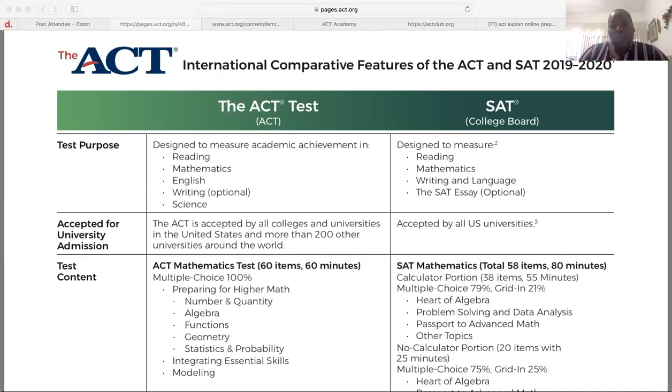So when we walk through the ACT, one of the components we'll start off with is the ACT mathematics. With ACT mathematics, this is where one of the STEM differences you'll start to see within the exam. It's multiple choice, 100%. Preparing for higher math, 65 to 70% of it is algebra. ACT does not give formulas on the ACT math section.